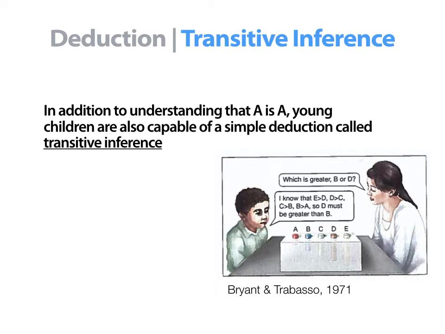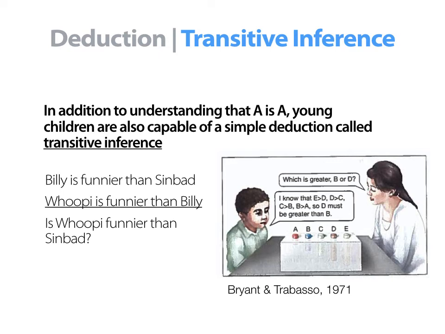We also engage in transitive inference using verbal tasks. Here, children don't do quite as well as in the nonverbal versions. A verbal version would go something like this. Billy is funnier than Sinbad. Whoopi is funnier than Billy. Is Whoopi funnier than Sinbad? Well, yes, if Whoopi is funnier than Billy and Billy is funnier than Sinbad, then Whoopi must be funnier than Sinbad. Now, how do we solve a problem like this?